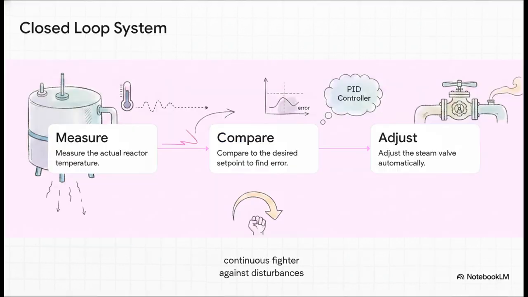Total chaos. To fix this disaster, we built a closed loop, or what we call a feedback system. The logic here is beautifully simple, but it's highly effective. Step 1, we constantly measure the actual reactor temperature. Step 2, we compare that measurement to our desired target, our set point, to calculate the exact error. And step 3, we automatically adjust our manipulated variable, which is the steam valve, to shrink that error down. The crucial takeaway here is that a feedback loop is just a continuous, relentless fighter against those system disturbances. But exactly how we calculate that adjustment, well, that makes all the difference in the world.